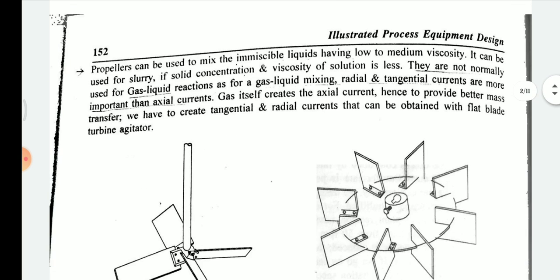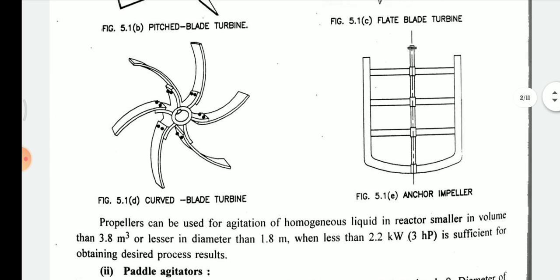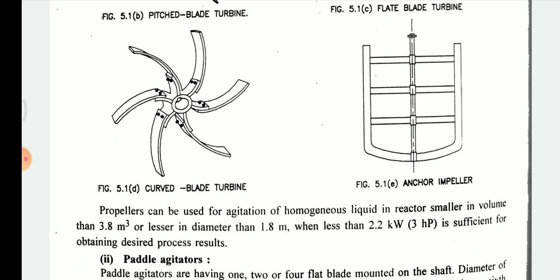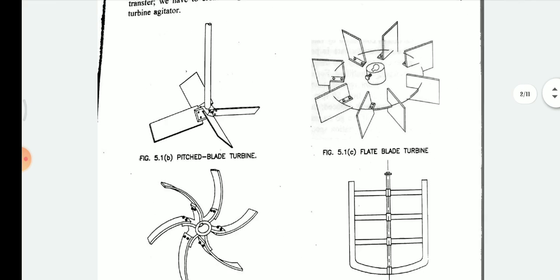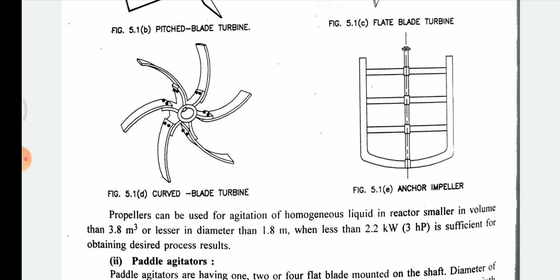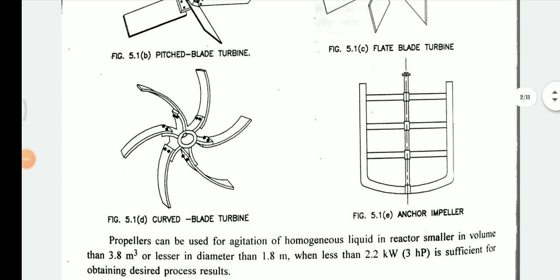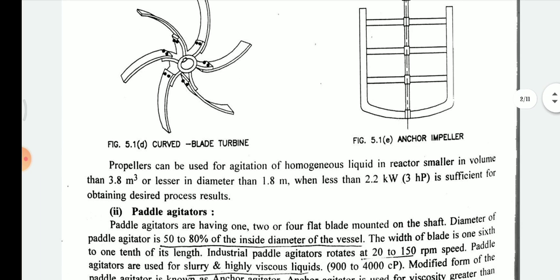Now, as we show in the figure, this is a pitch blade turbine, which is axial flow, a flat blade turbine, which is radial flow. This is also a curved blade turbine, and an anchor impeller. So these are the different types of impellers. First one is the pitch blade, second is the flat blade turbine, third is the curved blade, and fourth is the anchor impeller.